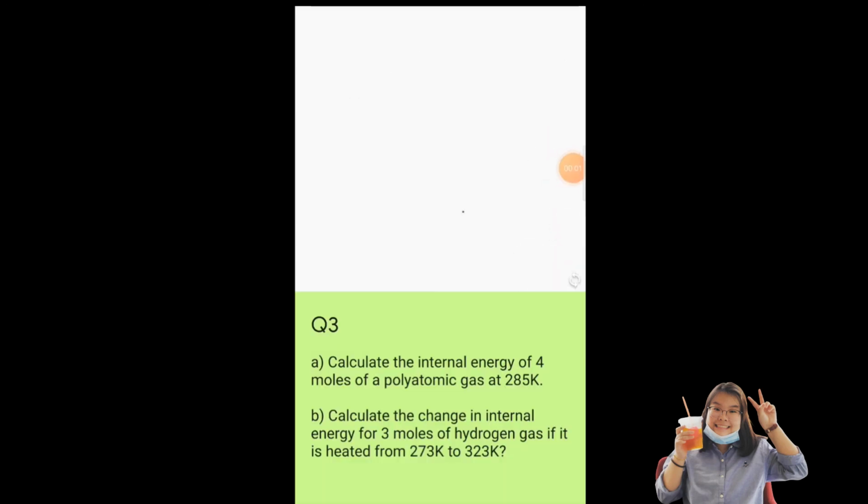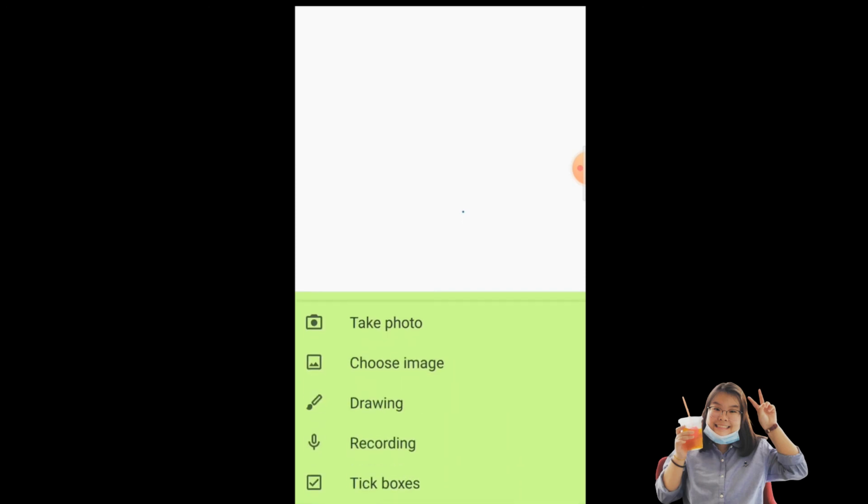Now we go to number 3. A. Calculate the internal energy of 4 moles of polyatomic gas at 285 Kelvin. So I am pretty sure that you all already mastered this question because I have explained a lot in the previous question. So as usual, we must take out the information that we got.